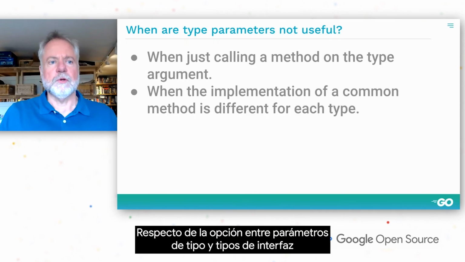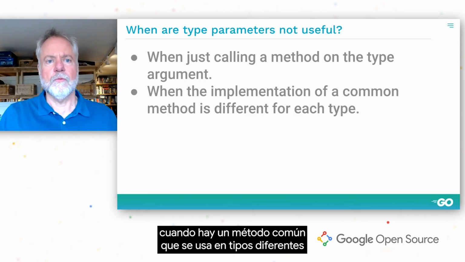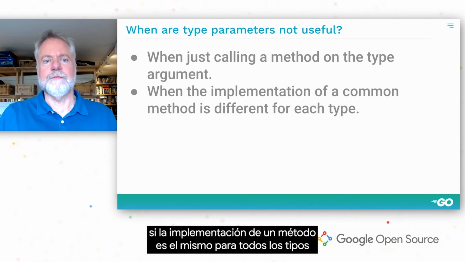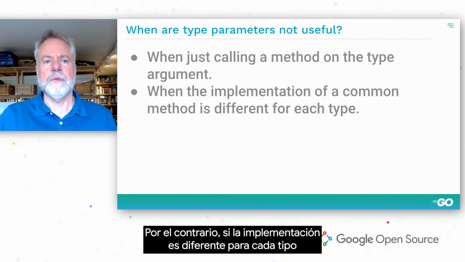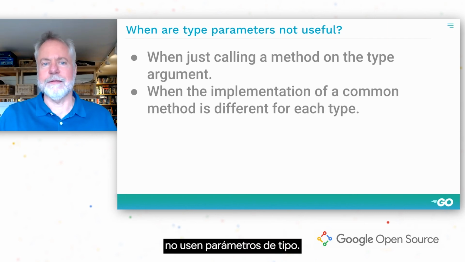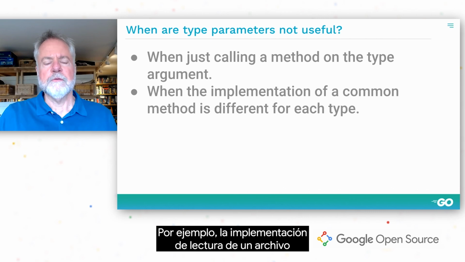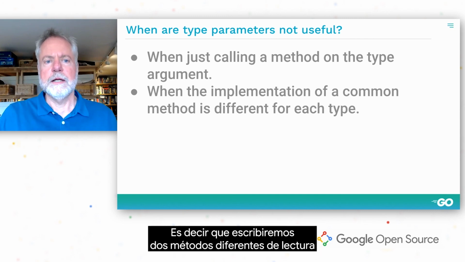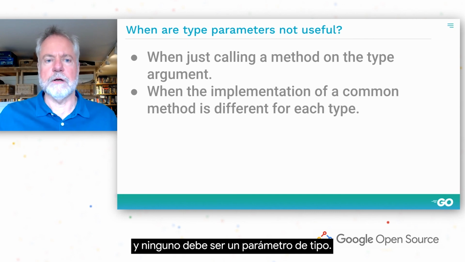Going back to the choice between type parameters and interface types, when there's a common method that is used by different types, consider the implementation of that method. Earlier, we said that if the implementation of the method is the same for all types, use a type parameter. Inversely, if the implementation is different for each type, then use different methods. Don't use a type parameter. For example, the implementation of read from a file is nothing like the implementation of read from a random number generator. That means that we write two different Read methods, and neither method should use a type parameter.